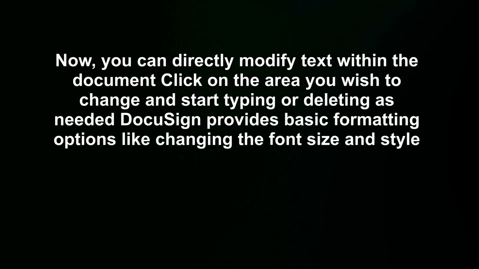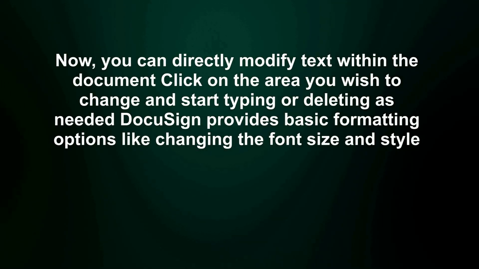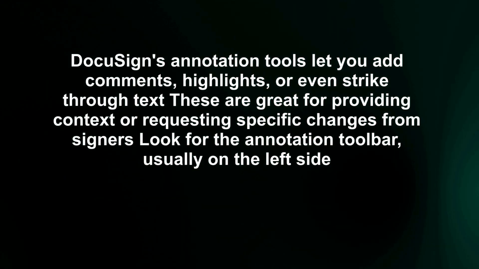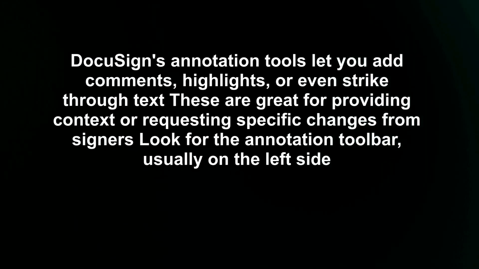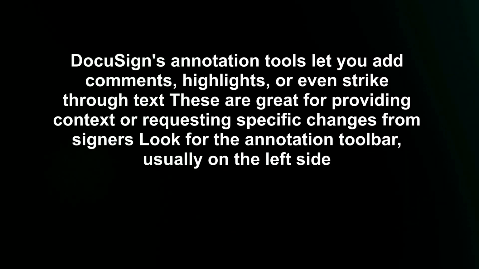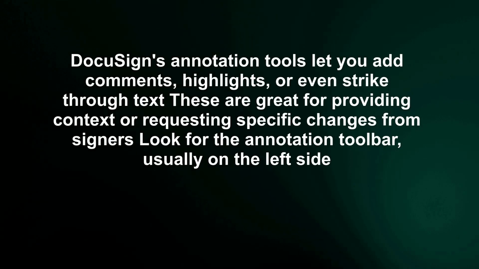Docusign provides basic formatting options like changing the font size and style. Docusign's annotation tools let you add comments, highlights, or even strike through text. These are great for providing context or requesting specific changes from signers. Look for the annotation toolbar, usually on the left side.